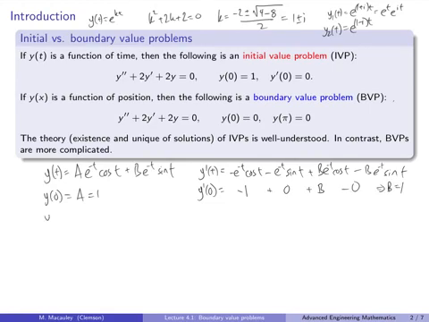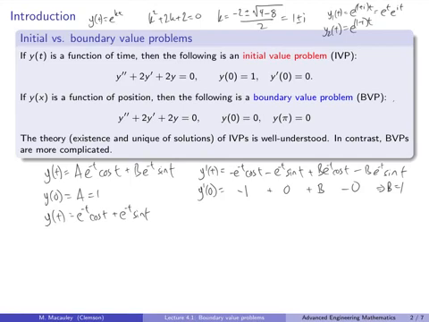Okay, so we have our solution. As guaranteed, the solution is going to be, well, we got lucky here. A and b are both 1. So it's e to the negative t cosine of t plus e to the negative t sine of t. So there is our solution to this initial value problem. Let's do this boundary value problem now.